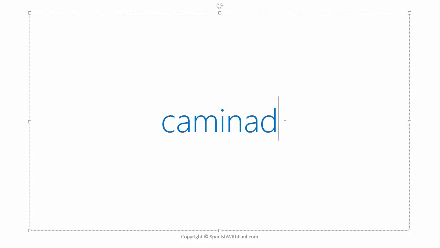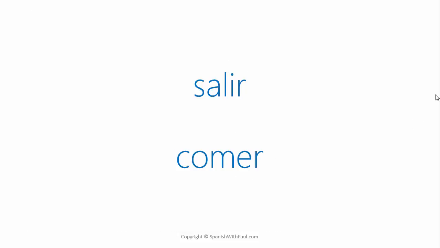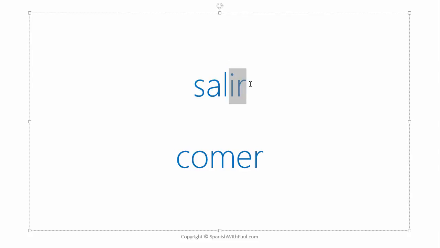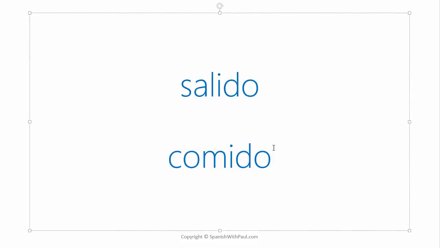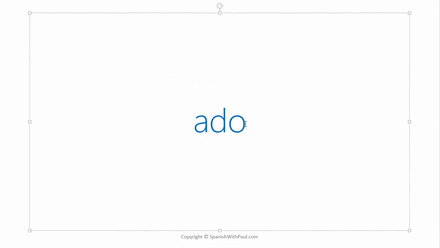Now, if it is not an AR verb, for example, salir or comer, doesn't matter, it can be either an IR or an ER verb. Then the sound in both cases goes to ido. So we have salido and comido. So you only have two key sounds to worry about. It's either going to go to ado or it's going to go to ido. Ado and ido. Those are the two key sounds for the have past in Spanish.